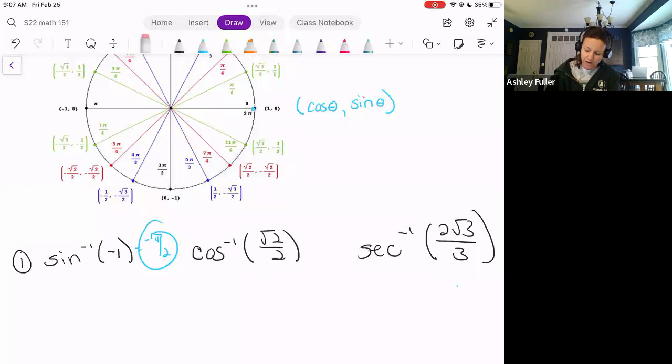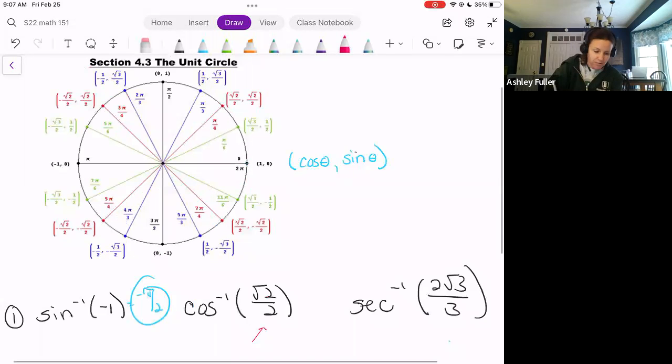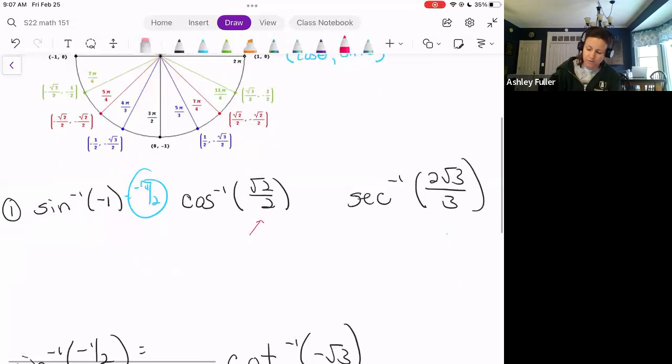If we look now at the inverse cosine of square root of 2 over 2, here we want to find the angle whose x value is square root of 2 over 2. Simply by referring to our unit circle here, we have square root of 2 over 2. If you want to do this in terms of a triangle, we know this is going to be pi over 4, but remember cosine is adjacent over hypotenuse.